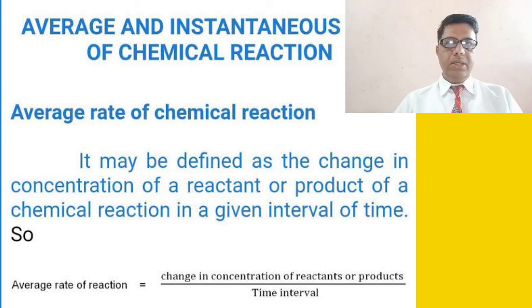What are the changes? Here the changes are simply the consumption of reactants A and B, and the formation of products C and D. This change in concentration per unit time, or through the time interval through which the changes take place, is termed simply the average rate of chemical reaction.